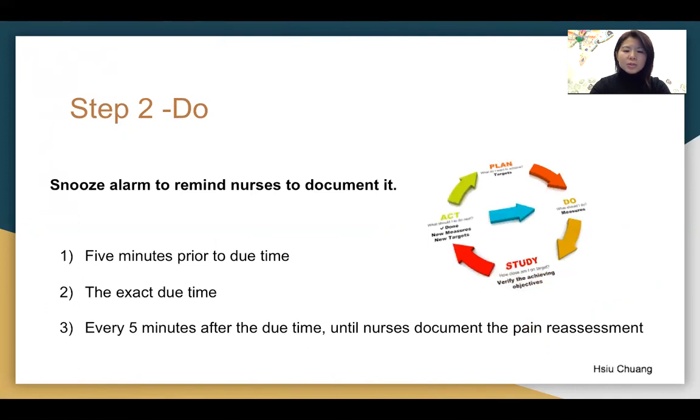The nurse needs to reassess the patient 15 minutes after the IV injection and 1 hour after the oral medications. I have nurses set up the snooze alarm after they give pain medications to the patient. The snooze alarm starts at 5 minutes prior to due time, exactly on the due time, and every 5 minutes after the due time, until the pain reassessment documenting is completed in the electronic system.